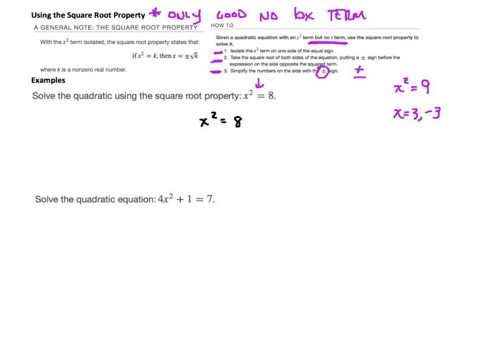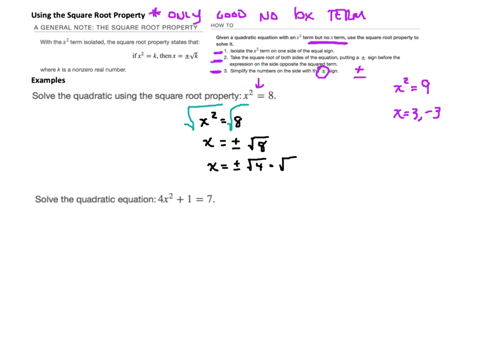So we start off with x squared equals 8. My squared term is already isolated. I don't have to do anything to isolate it. So I'm ready to take the square root of both sides. When I take the square root of x squared, I'm left with x. And on the right-hand side, I have to take into consideration this could have been the positive or the negative square root of 8. I'm not quite done, though, because 8 has a perfect square factor in it. I can break that down into the square root of 4 times the square root of 2.